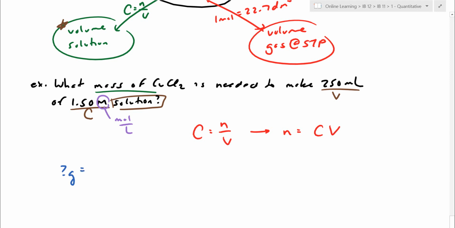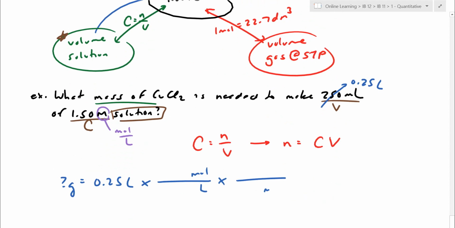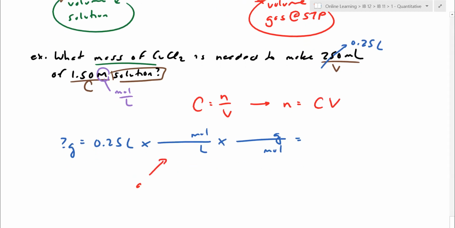Start off with the volume, which is easier, although I'm going to convert this here to 0.25 liters. When you do your conversion, you want to make sure your sig figs are still correct. 250 is 2 sig figs, so this is still 2 sig figs. 0.25 liters. Well, I want to get rid of liters and go to moles. That's going to be my first conversion. And my second conversion will go from moles over to grams, which is mass. So again, I can see it's going to be a 2-step conversion based on my map here. Do not use 22.7 decimeter cube because we are not a gas.